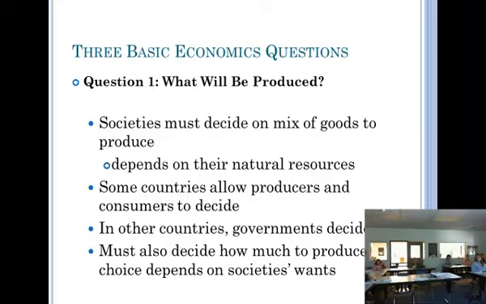Other countries are making railroads. You can sell it, right? You can trade it. You can make money off of it. So it really depends on the country's natural resources.